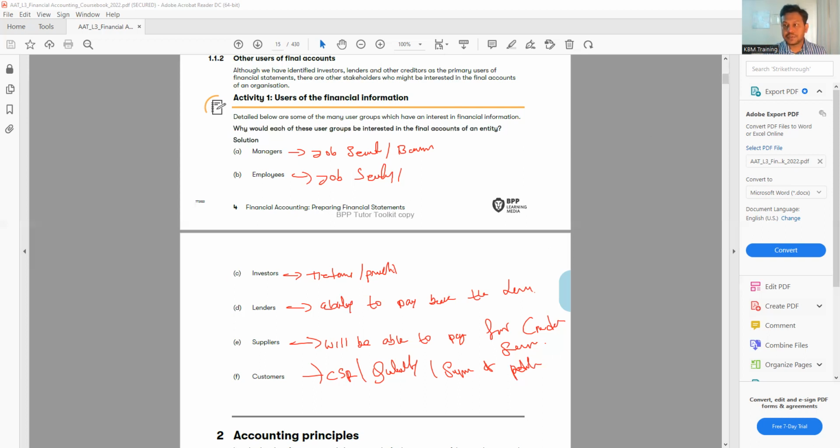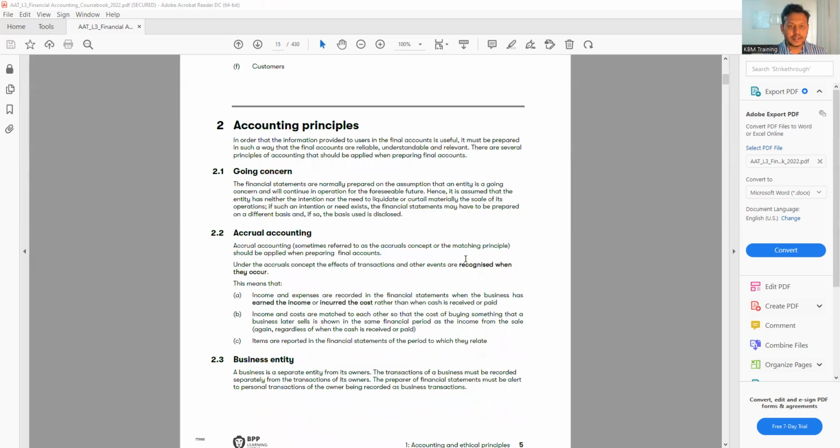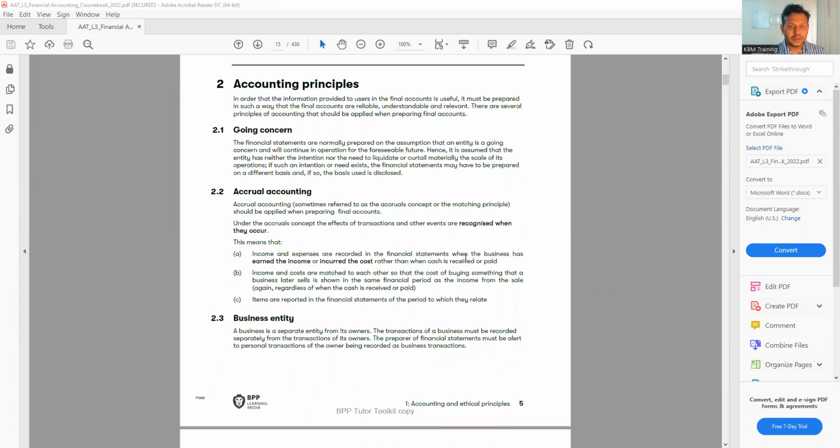All right, so let's move to our next one. The next one we have here is accounting principles. We have some accounting principles. Let's talk about a few important ones. The first one we have is going concern. Going concern is all about this: when you open a business, we always assume the business will continue for the foreseeable future. That means when you open a business, we open with the intention that the business will continue for a long time or forever.